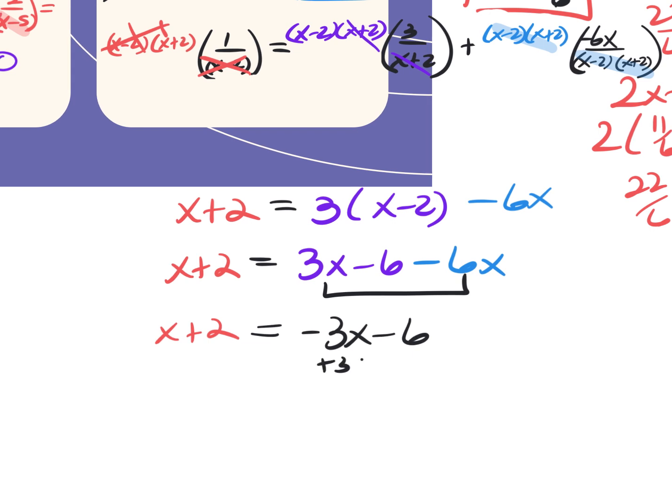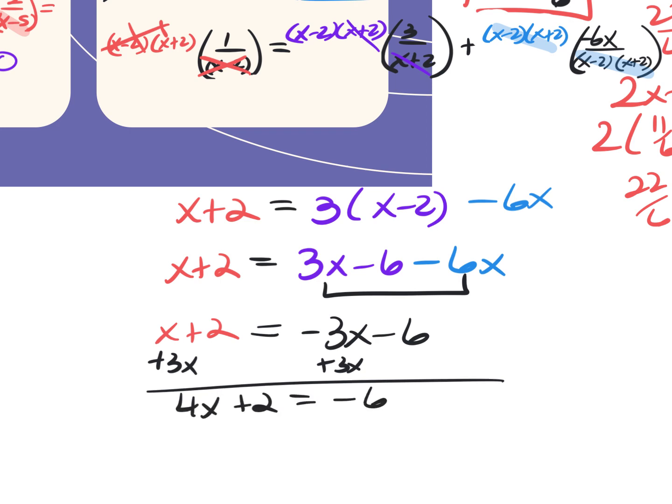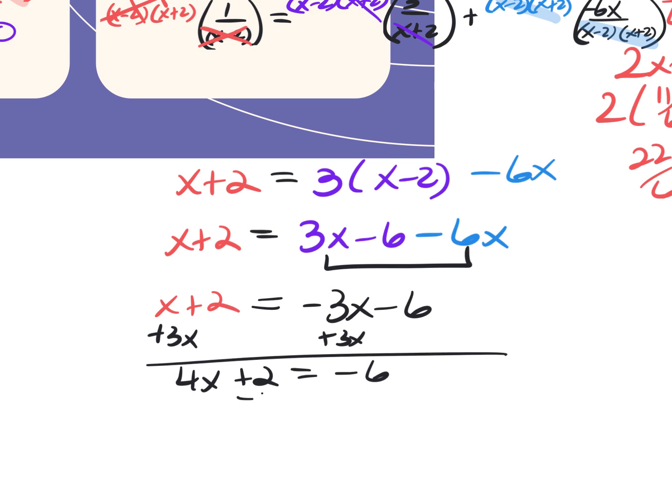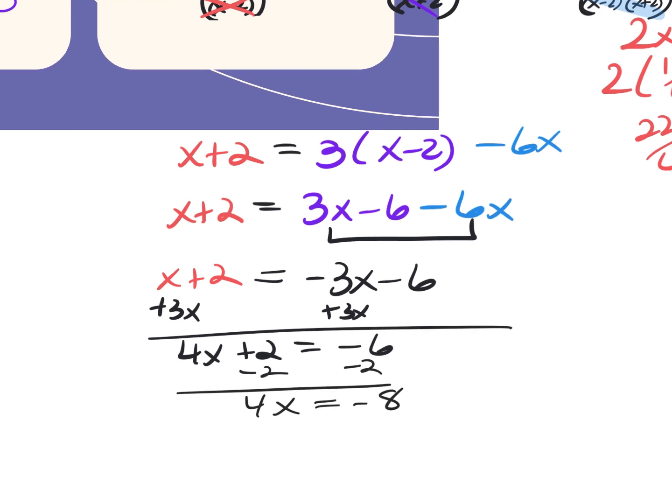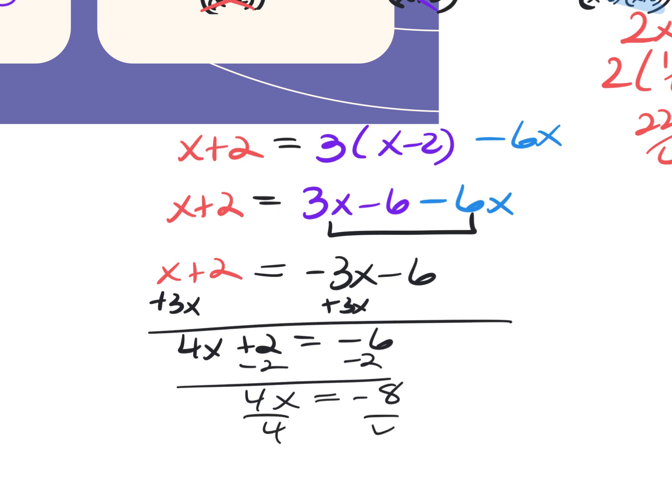I'm going to add 3x to both sides. I get 4x plus 2 equals negative 6. Subtract the 2. 4x equals negative 8. Divide by 4. And x equals negative 2. So now we got to check it.